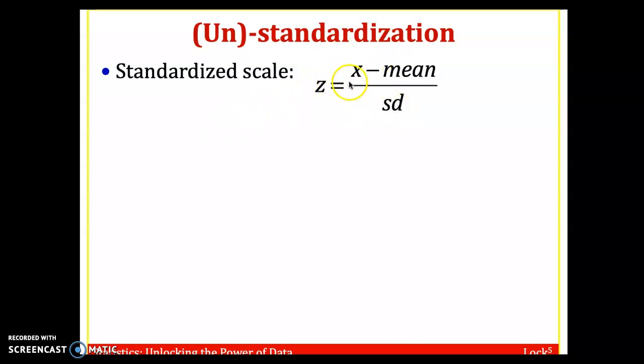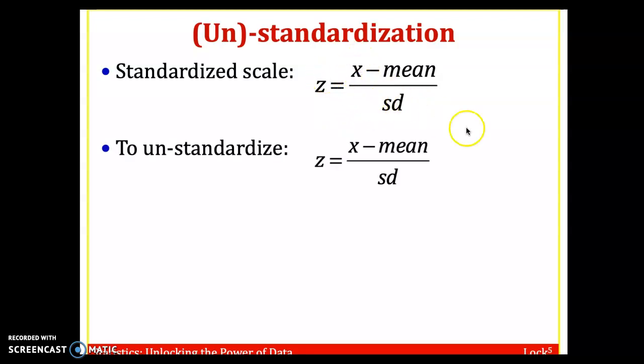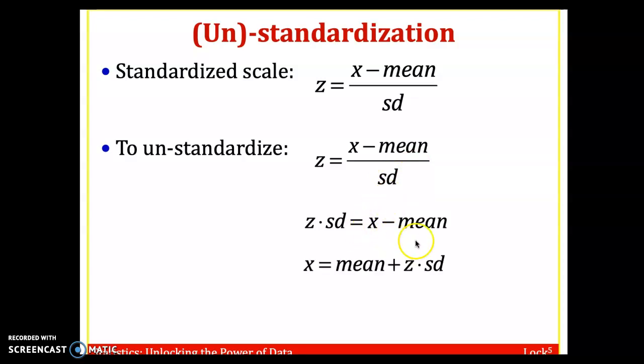If we wanted to undo this formula to unstandardize, if I wanted to solve for x, then the first thing I need to do is multiply both sides times the standard deviation. So here, if we multiply z times the standard deviation, then on the right, that standard deviation will cancel out. And then again, if I want to solve for x, I would need to add the mean to both sides of the equation. Add that mean, and I'm going to get x equals the mean plus z times the standard deviation.